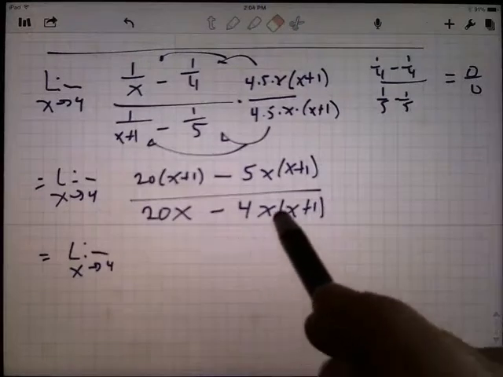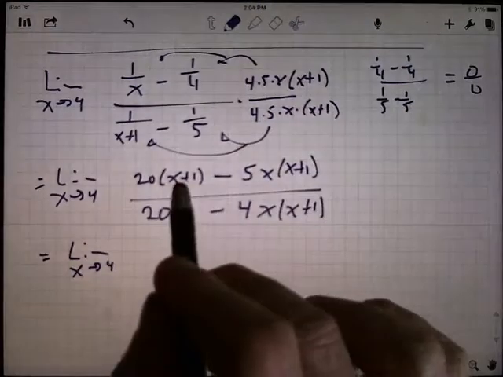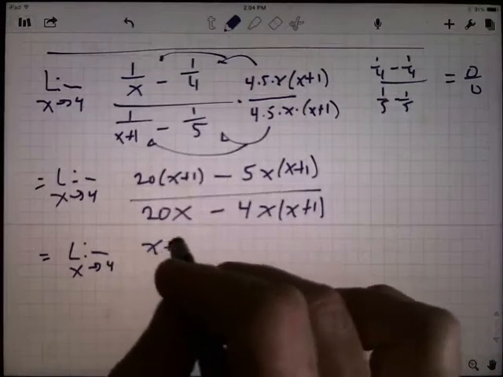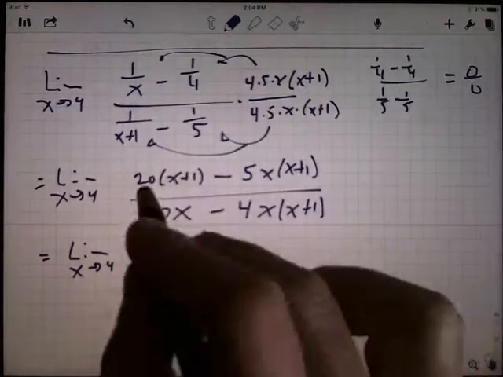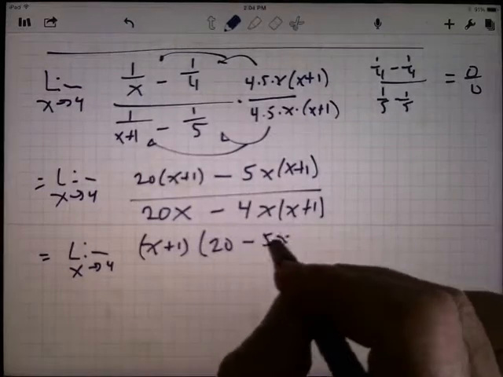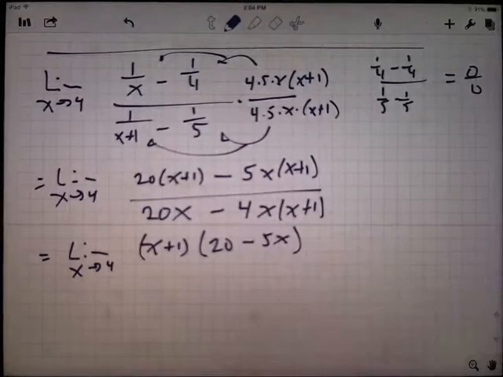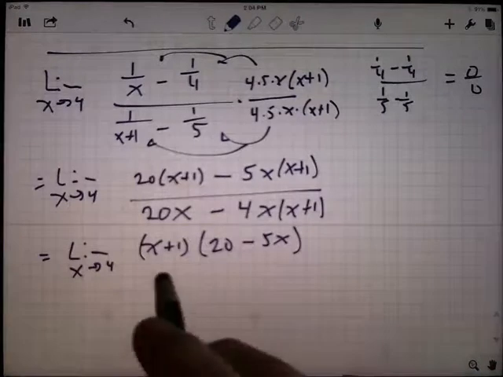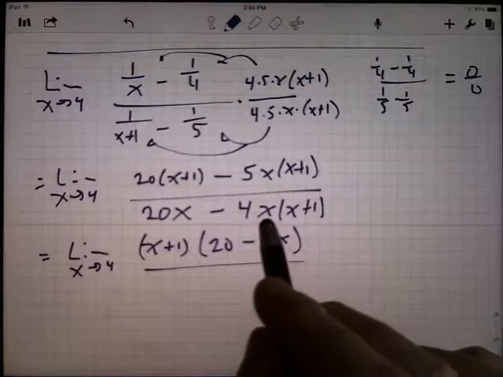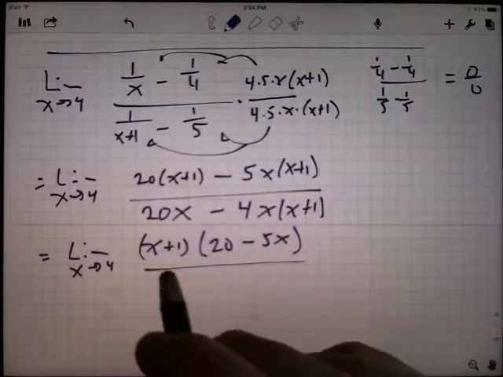And I'm going to say, look, I have a common factor of x plus 1 in both of those. Let me factor it out. What's left from the first one is a 20. What's left from the second one is a minus 5x. That was really cool. That just saved me a lot of work. Also, I noticed in the bottom there's a factor of x that I could pull out here.